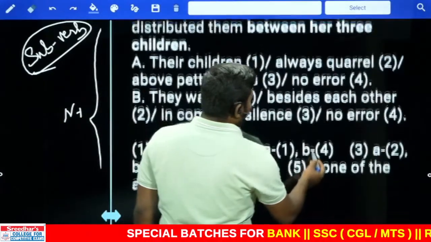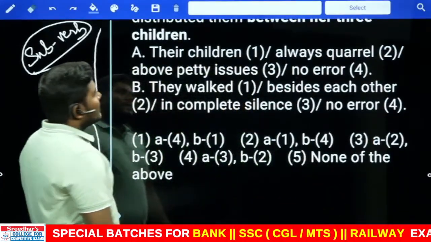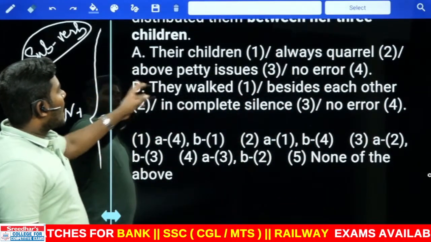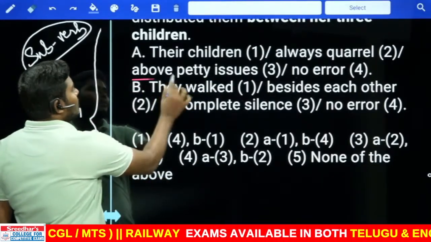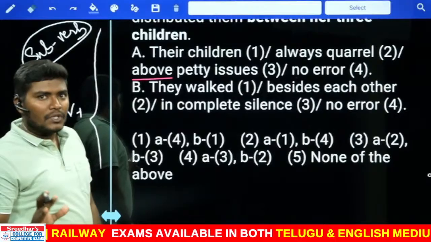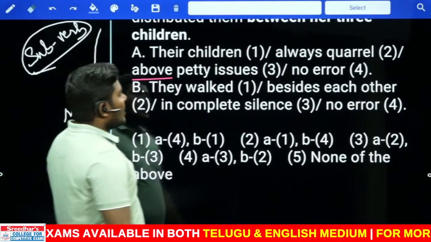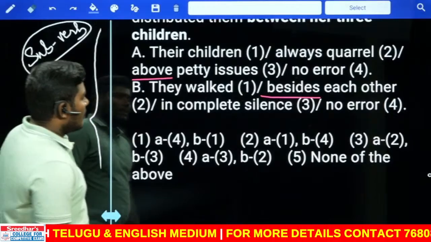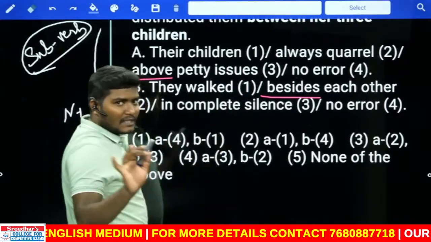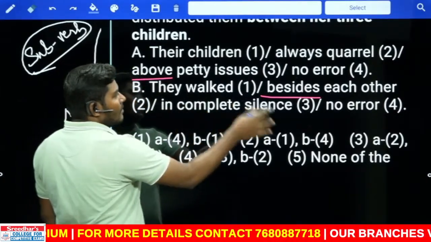Now let us try to find the mistakes here. "Their children always quarrel above petty issues." There is only one preposition here. What is the preposition? "Above." So try to find the preposition first, and you will get the answer. "They walked besides each other." Now we need to find the mistakes. Look at this: the B word is absolutely easy for you.